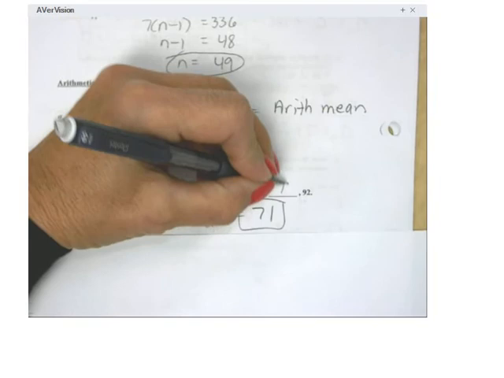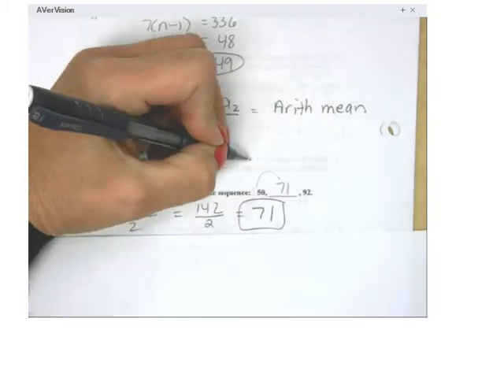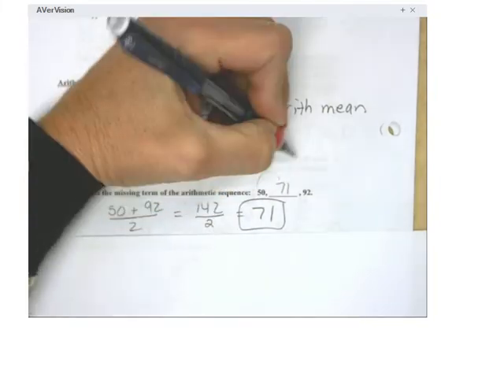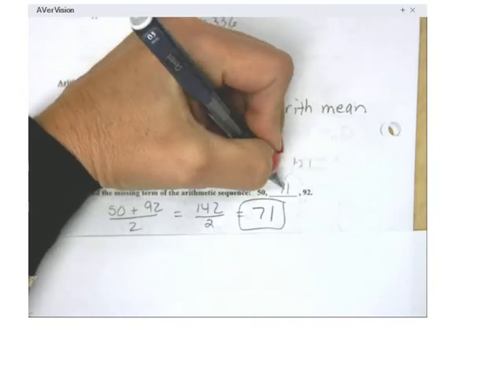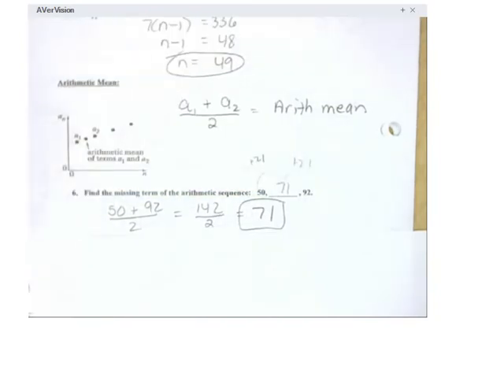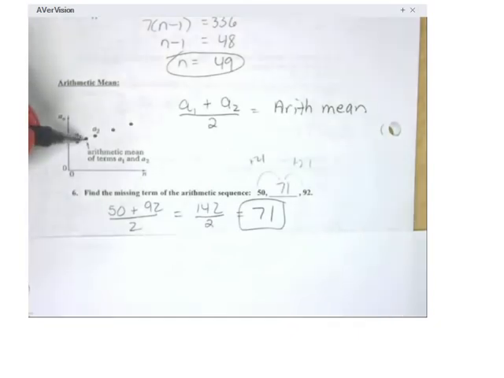Notice if I plop 71 there, if I add on 21, I get to this number. And if I add on 21, I get to this number. So it's the number that fits the pattern. Actually, if you had graphed this, it's the one that is right in between linearly.